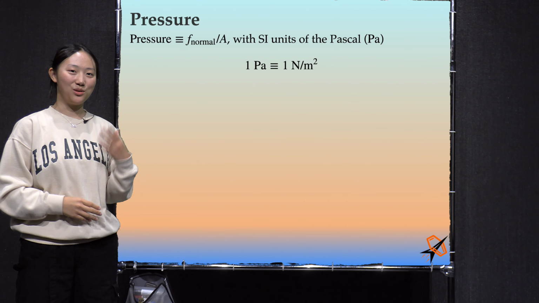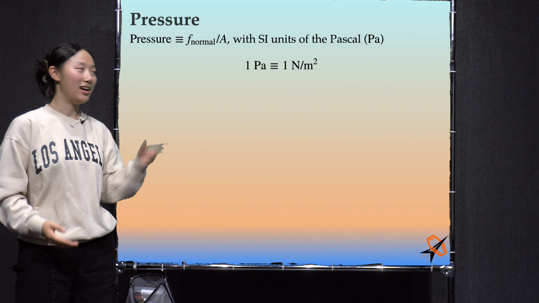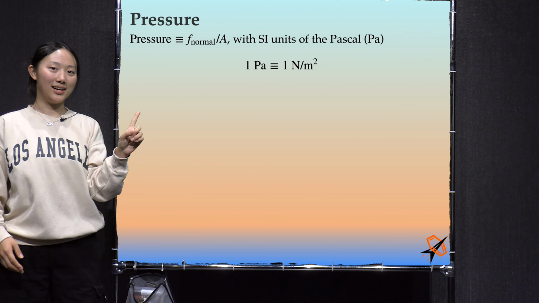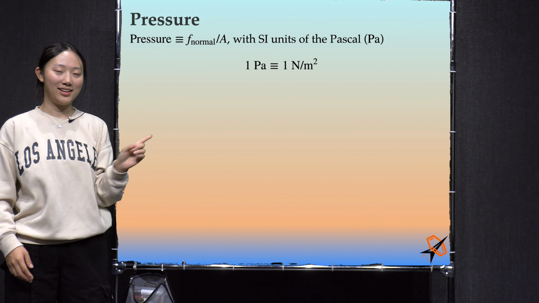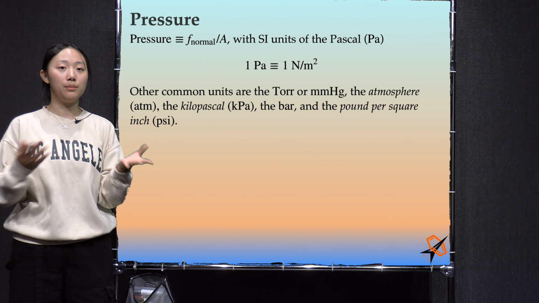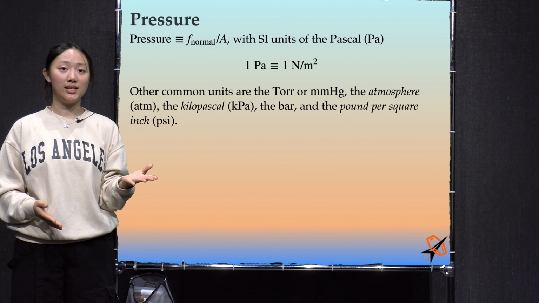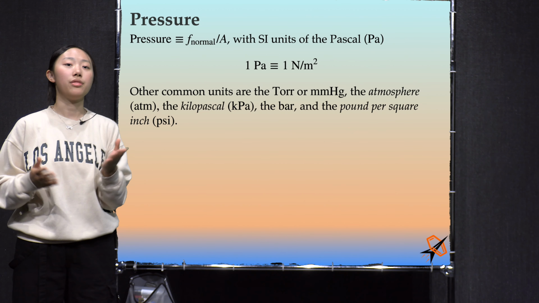Pressure is defined as a normal force per unit area with SI units of the Pascal. 1 Pascal is equal to 1 Newton per meter squared. Another common unit is a torr or millimeter of mercury. In 2019, the torr and the millimeter of mercury were both redefined.